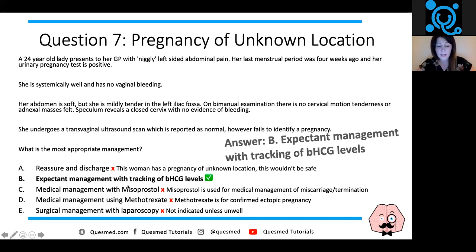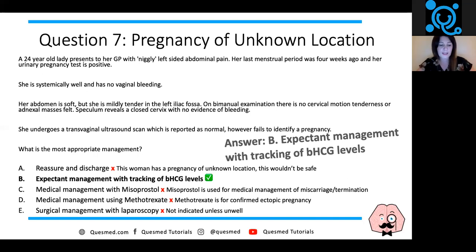Now, this patient might have an ectopic pregnancy, so she can't simply be reassured and discharged. She does need follow-up. Misoprostol is used in the medical management of miscarriages and terminations. This woman doesn't appear to be having a miscarriage and she wouldn't be suitable for management with misoprostol.